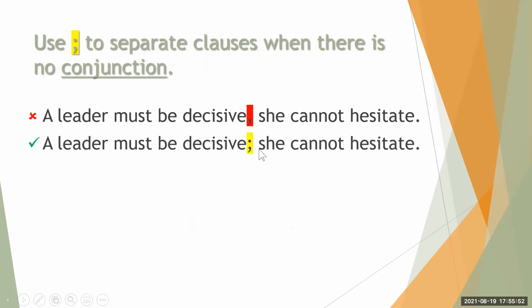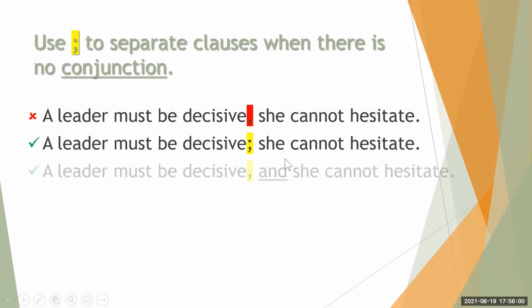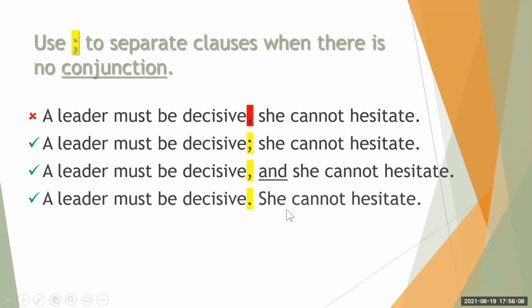A leader must be decisive, semicolon, she cannot hesitate. So when you're using a semicolon, you don't need to put a conjunction or a joining word into the sentence. But if you're going to put a comma, then you must have a joining word. A leader must be decisive, comma, and she cannot hesitate. Or if you're really not sure and this is giving you a headache, then just break the sentence up into two and it's not wrong. A leader must be decisive, full stop, she cannot hesitate. It makes perfect sense.